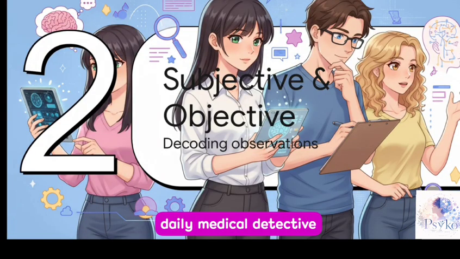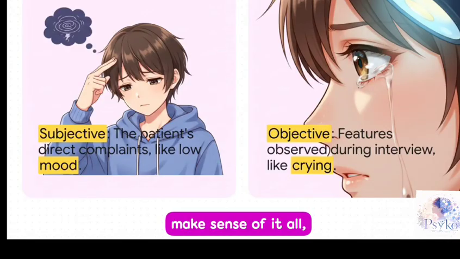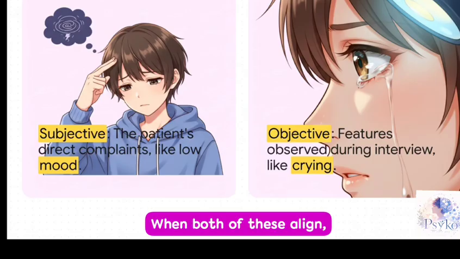So how do we handle this daily medical detective work? It really comes down to comparing what a patient is telling us versus what we can physically observe. To make sense of it all, we break everything down into subjective and objective features. The subjective features are simply the patient's direct complaints. For example, a patient looking at you and saying they have a persistently low mood and just feel tearful all the time. The objective features, on the other hand, are what you, as the clinician, physically see and hear during that interview. We're talking about things like poor eye contact, psychomotor retardation, or the fact that they are actually crying in front of you. When both of these align, boom, you have incredibly strong evidence for your diagnosis.